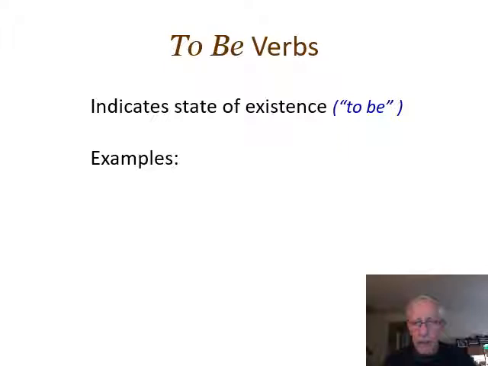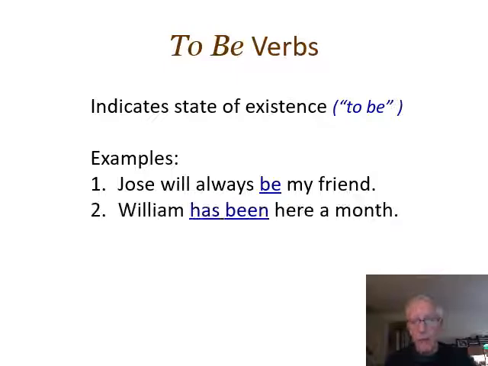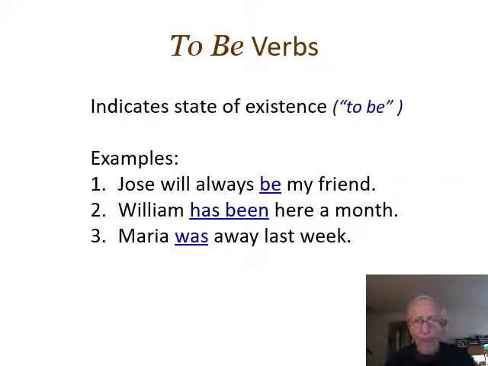Here's more about to be verbs. Jose will always be my friend. There's no action shown there, but it's a state of being, a state of existence. He is my friend, and he will be my friend. William has been here a month. Has been is another form of to be, and in this case it's past tense. Maria was away last week. Apparently Maria has come back, but last week she was away.